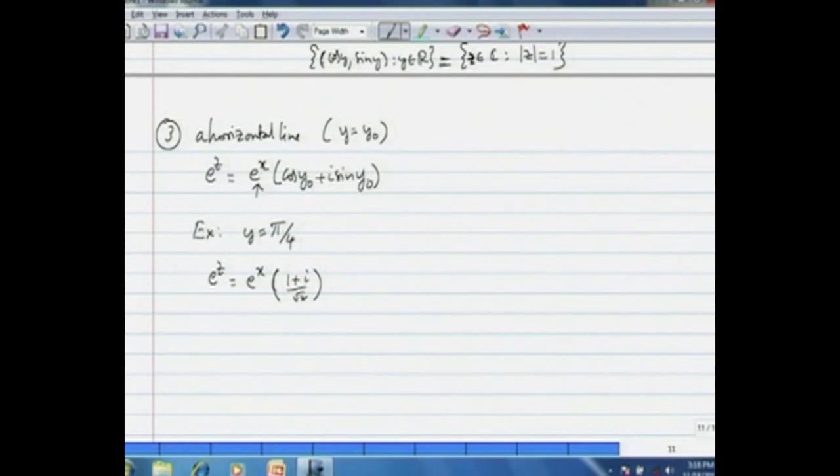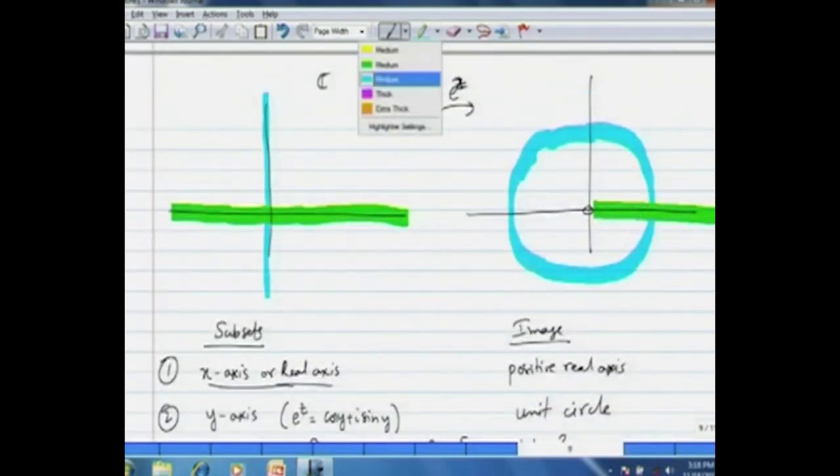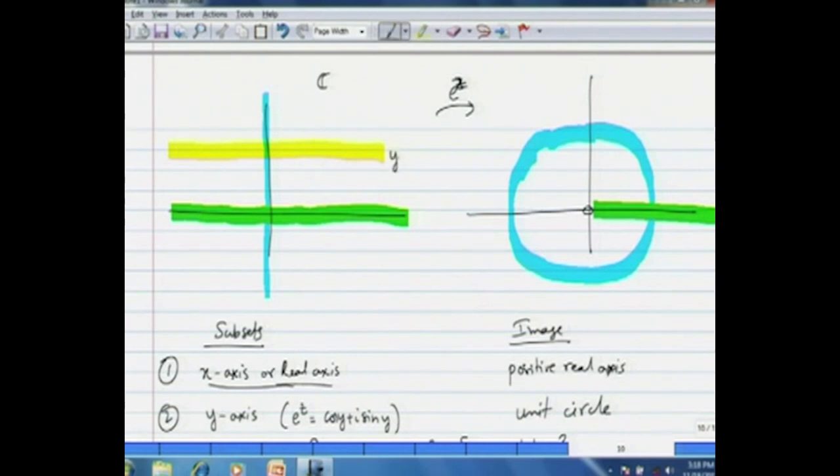Okay. So, this is a real multiple, e power x is a positive real number. So, e power z is a real multiple of the complex number (1 plus i) by root 2. Okay. So, if you consider, once again let me take another color. Okay. So, for this horizontal line, let me call that y equals pi by 4, for example. Then the image of this is going to be, well, here is, let us suppose, (1 plus i) by root 2. It is on the 45 degree line, this is 45 degrees, pi by 4, it is on the line which makes 45 degrees with the positive x axis.